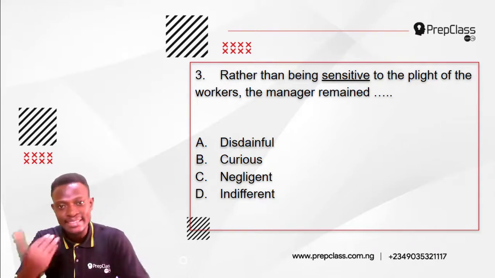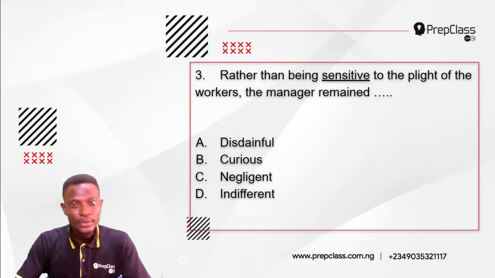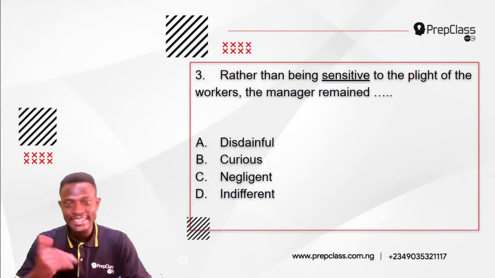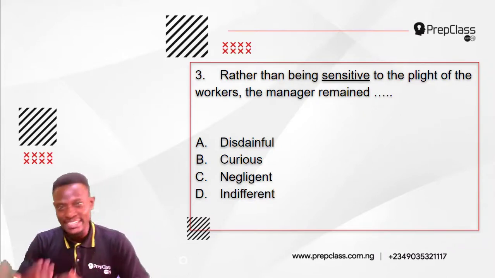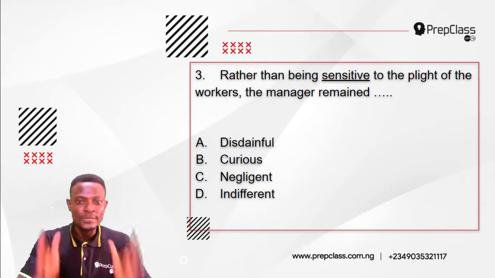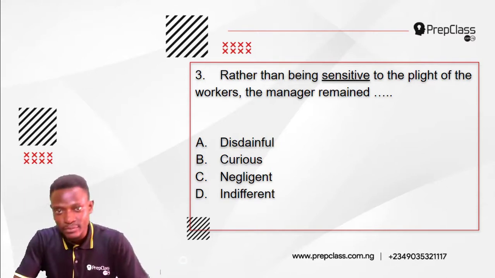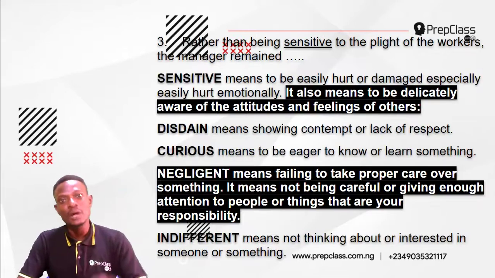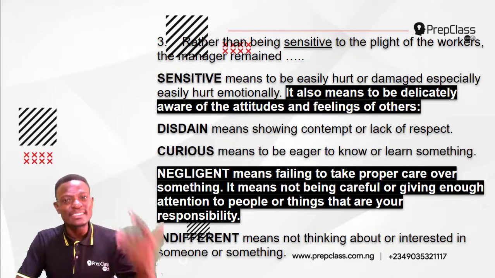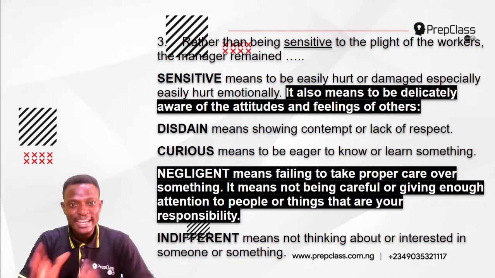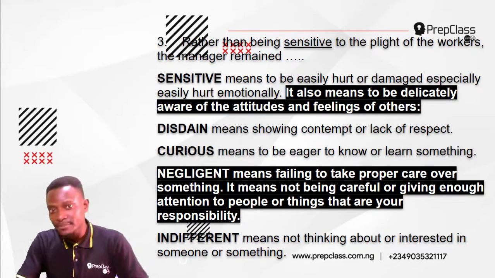Option A, disdainful. Option B, curious. Option C, negligent. Option D, indifferent. So which of these options is the most nearly opposite in meaning to sensitive? What does the word sensitive mean? Sensitive means to be easily hurt or damaged, especially easily hurt emotionally.